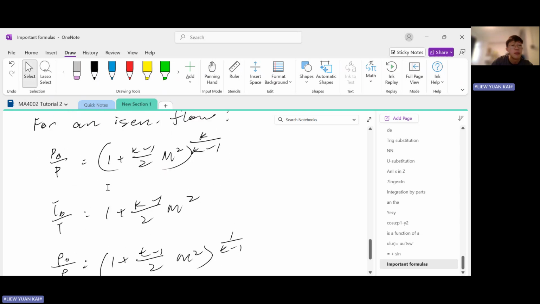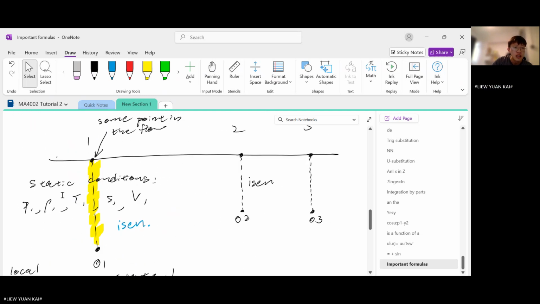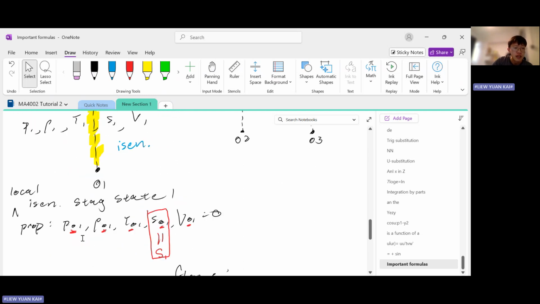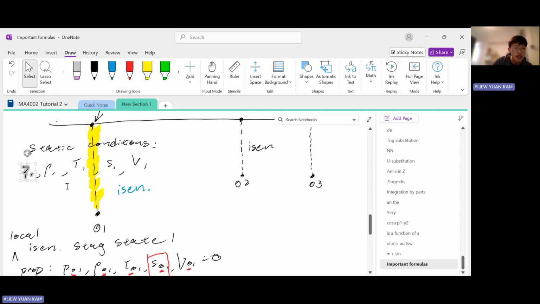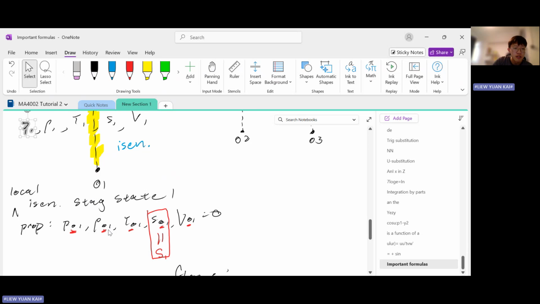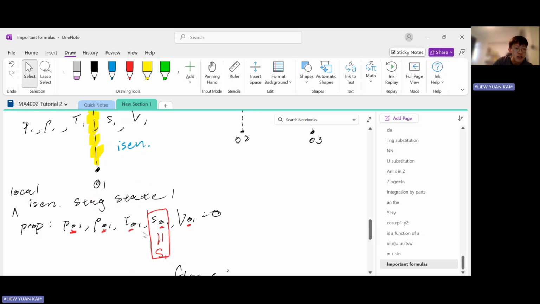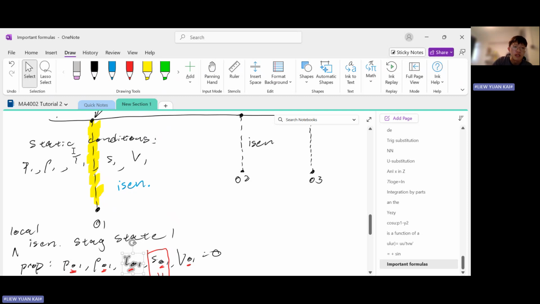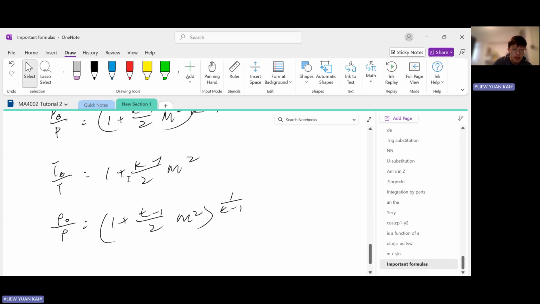But what is the important thing to note about this? The important thing to note is that if you want to calculate, let's say, P01, what you need is P1, right? If you want to know what's rho01, then you need rho1. And if you want to know T01, then you need to know T1. And vice versa. If you want to know P01, then you need P1. If you want to know T01, then you need T1. Okay.